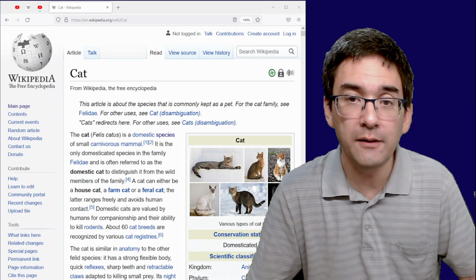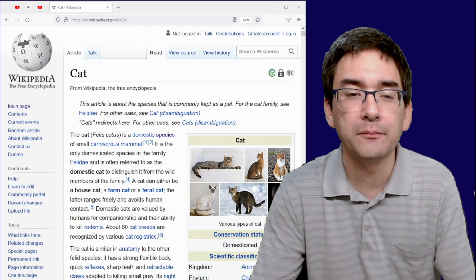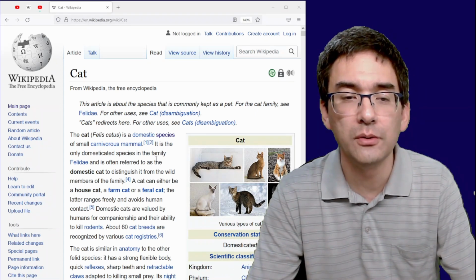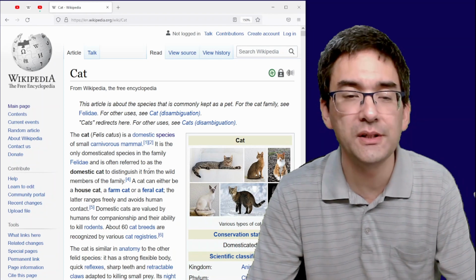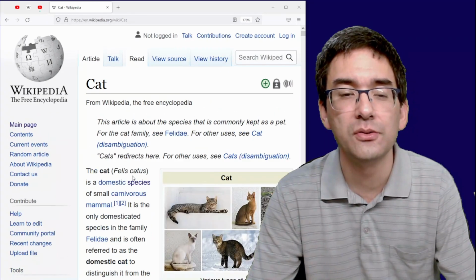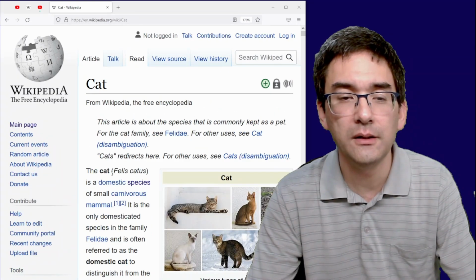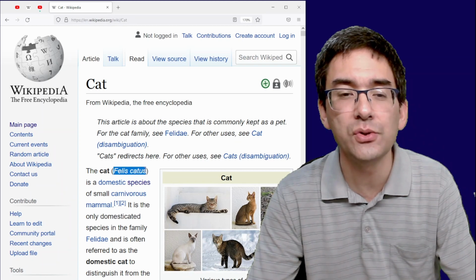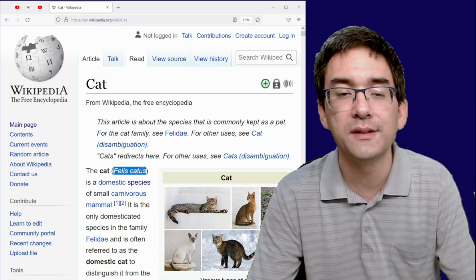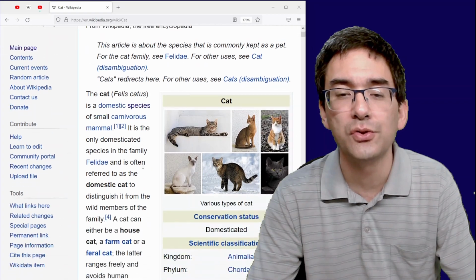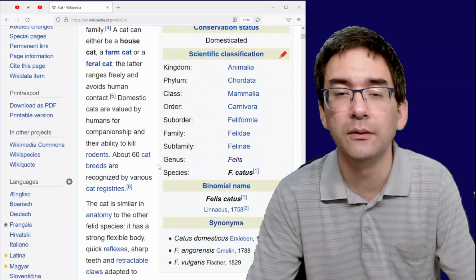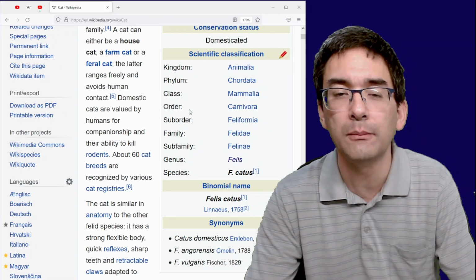So here, I'm looking at the cat. You know what I'm going to do is zoom in a little bit because it is a little bit too small. So cat, and here you already have Felis catus. It tells you over here the scientific name. And when you scroll down, I want you to look here on the right side. This is the part that I'm going to talk about.